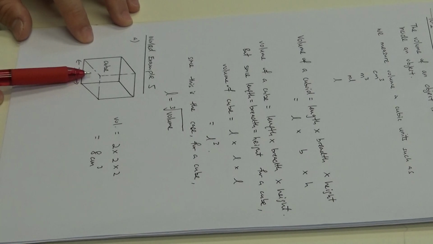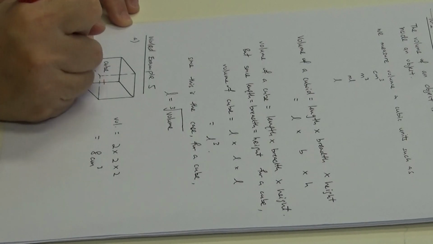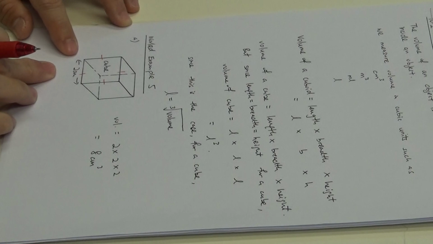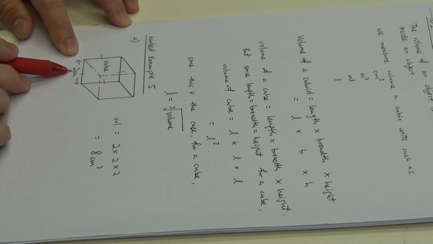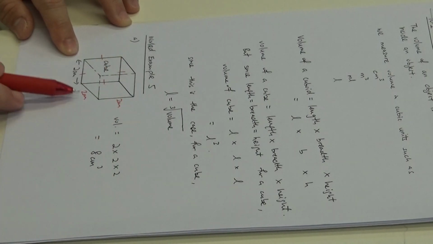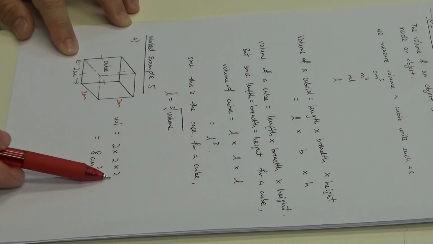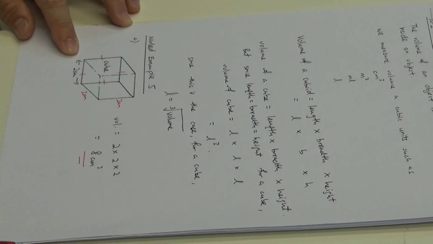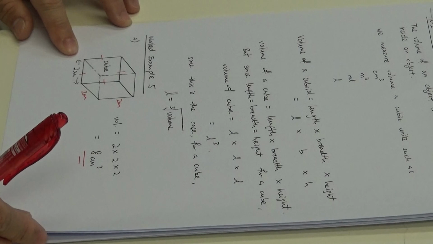Now, this is a cube. A cube means all the sides must be the same, and it's 2 cm. I want to find the volume. So this is 2 cm, this is 2 cm, this is 2 cm. So length times breadth times height, 2 times 2 times 2, I will get 8 cm cube. So this is called the volume of a cube.